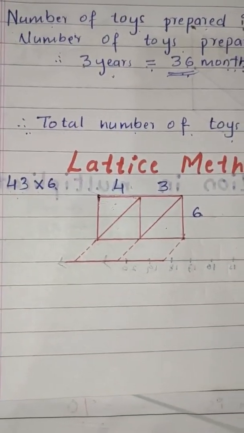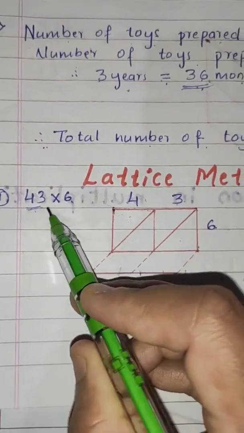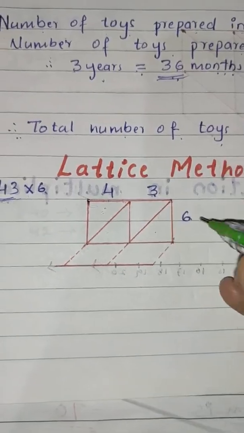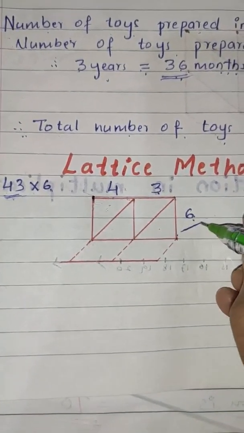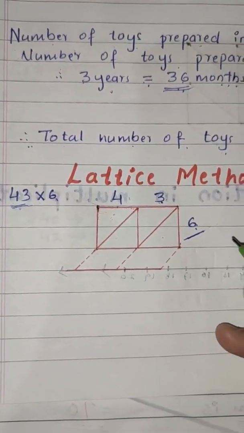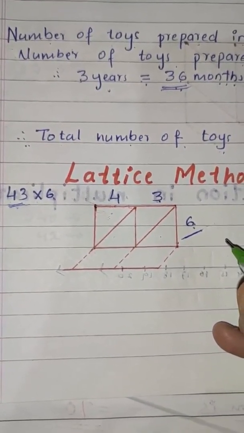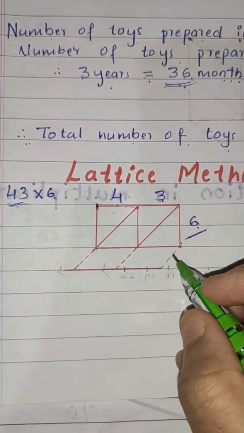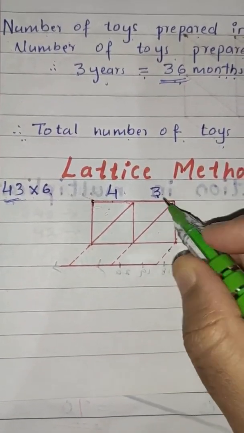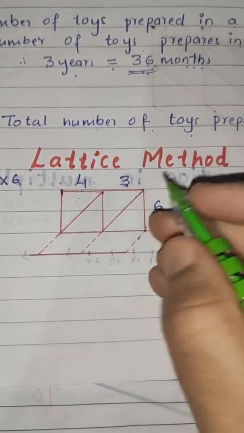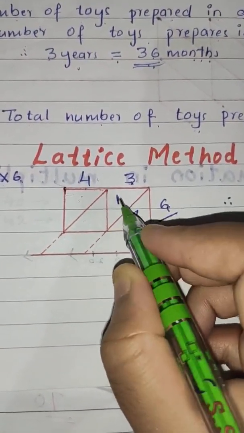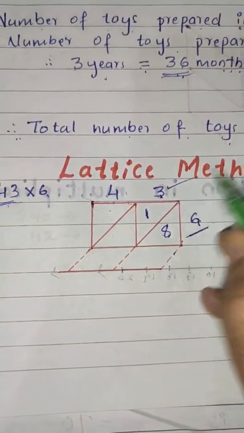Now write the multiplicand above the boxes. The multiplicand should be written above the boxes and the multiplier on the right side. Yes, so 6 is the multiplier, right? Now we have to multiply the digits and write the product in the boxes. Let's start. 6 threes are how much? 6 threes are 18, right? So 1 is in the tens place and 8 is in the units place. Now we have finished with this 3.